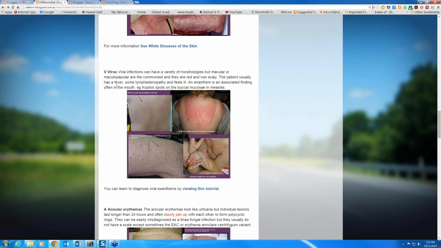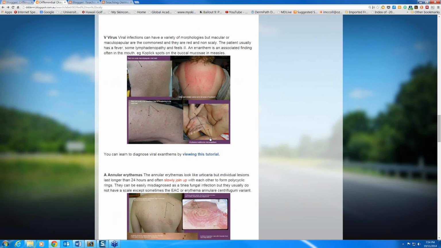Sure, there are some serious drug reactions like Stevens-Johnson syndrome and toxic epidermal necrolysis, where the patient certainly is ill. But in general, when someone has a drug reaction, you look at how florid the rash is, but they're not ill with it. Now, let's look at viruses.